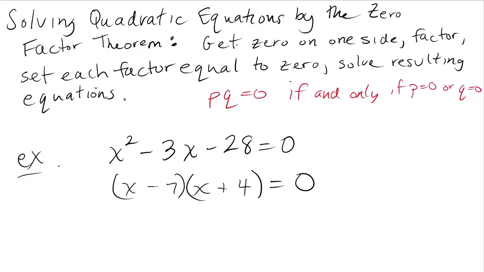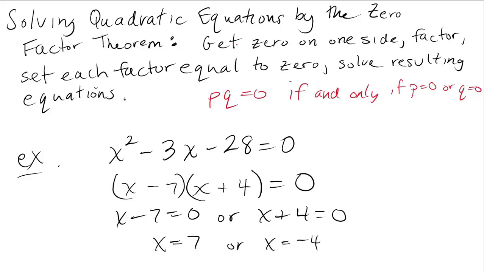Here's where we use the zero factor theorem. Because the product of these 2 expressions is equal to 0, the zero factor theorem tells us that one of those has to be 0. So either x minus 7 is equal to 0, or x plus 4 is equal to 0. And now we solve the resulting equations. This just says what minus 7 equals 0, so that's 7. And this says what plus 4 equals 0, that would be negative 4. And so we get 2 solutions.